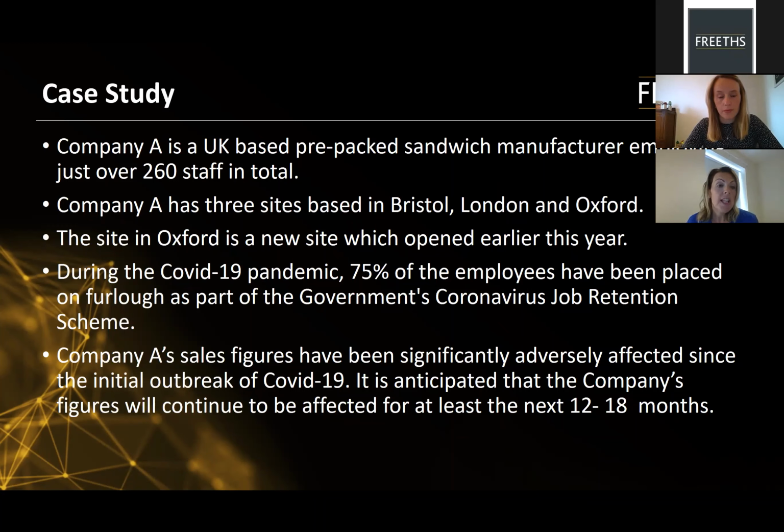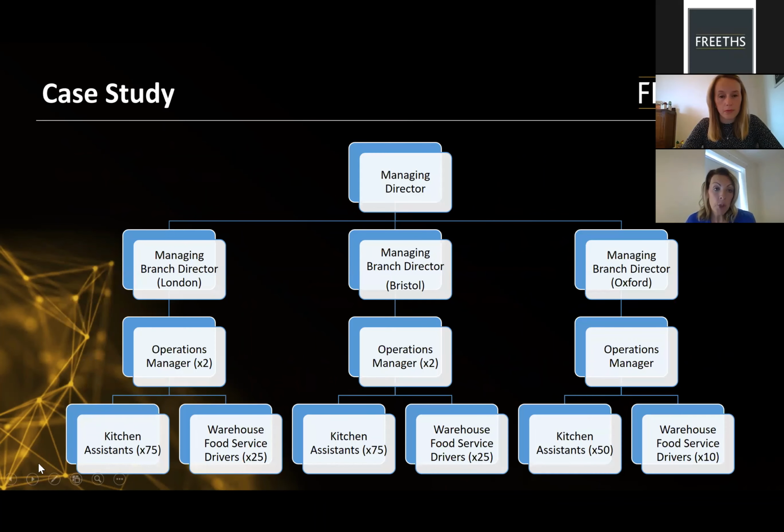If we turn on to the next slide, we've set out an organogram for this company. I think it's a similar process to the one you would go through if you were looking at your own business and any sort of reorganisation or restructuring. So you can see in this business we've got one overarching managing director, and then at each of the 3 sites we've got a managing branch director for London, Bristol and Oxford.